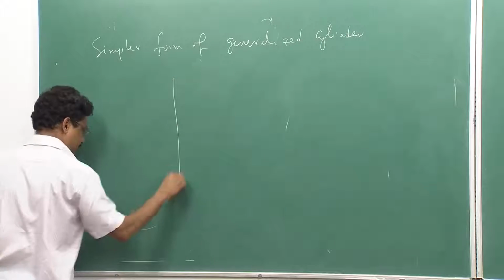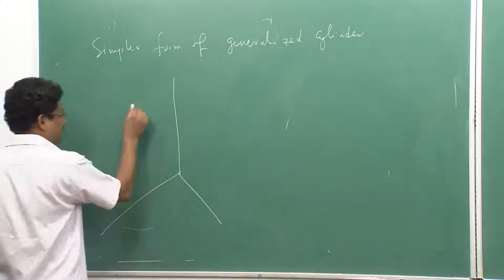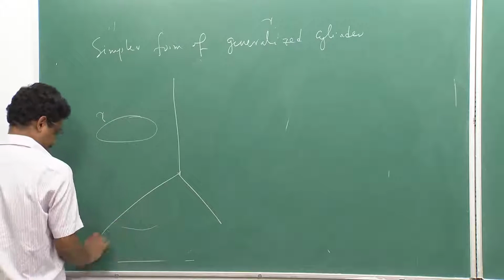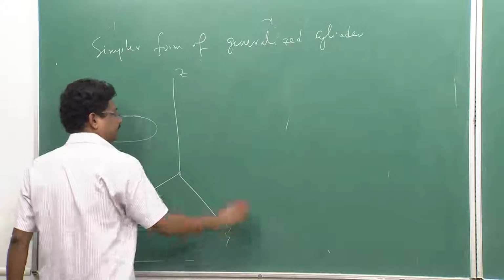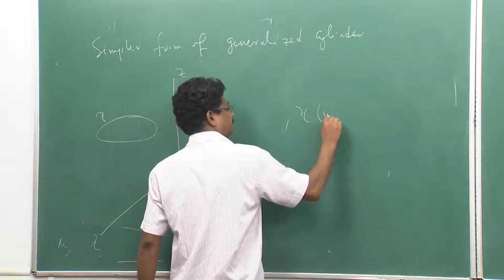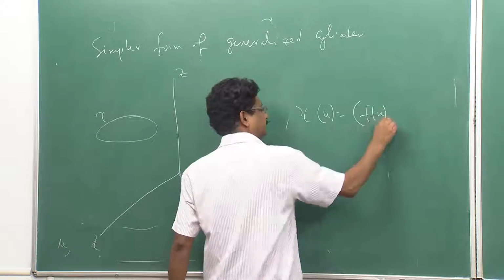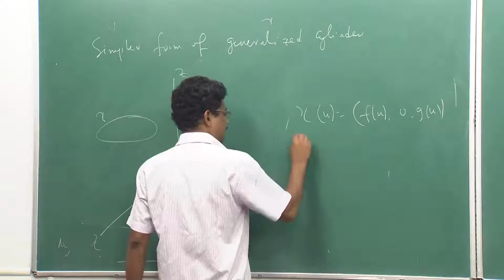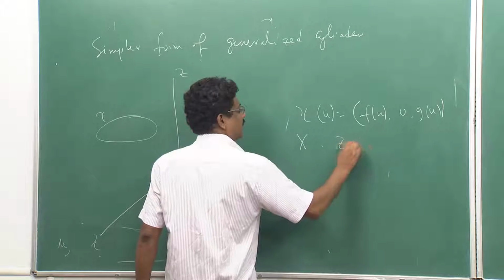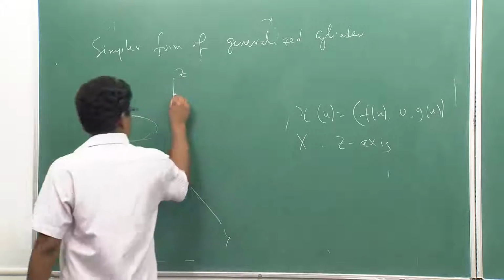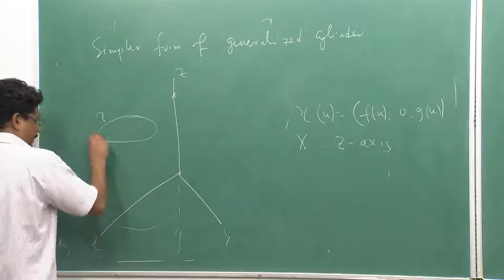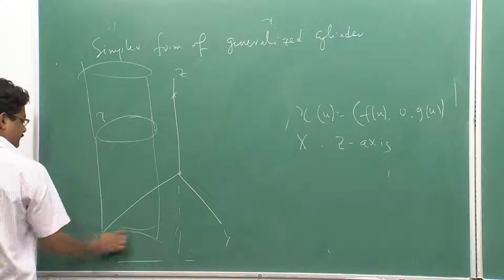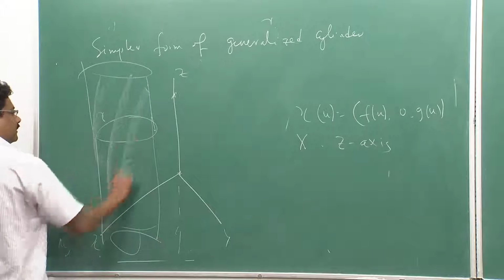But if I take, let us say, in the x-z plane, I take gamma, this is a curve in the x-z plane, and x to be z axis. Then I transform this, what do I get? A figure like this.